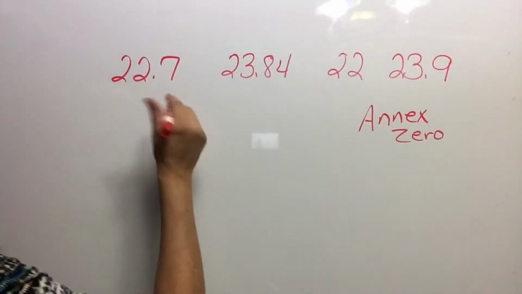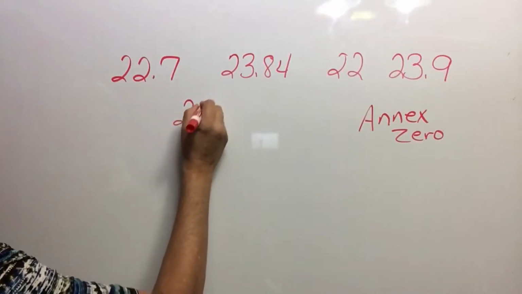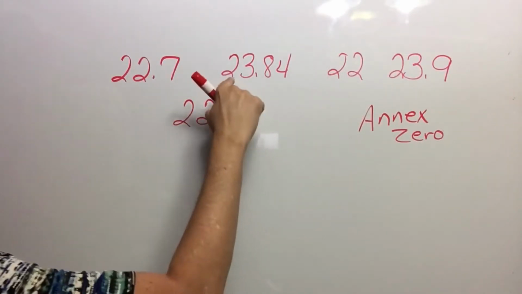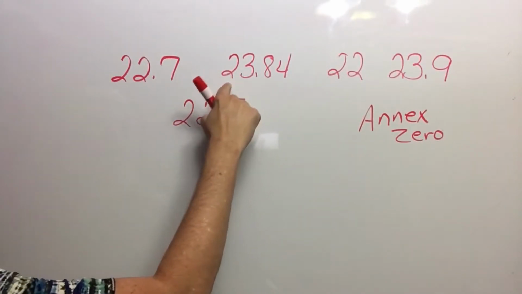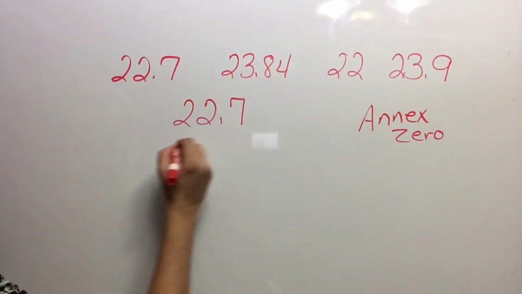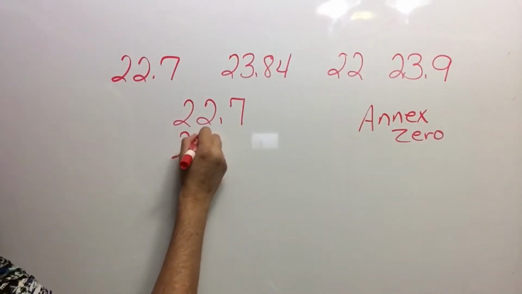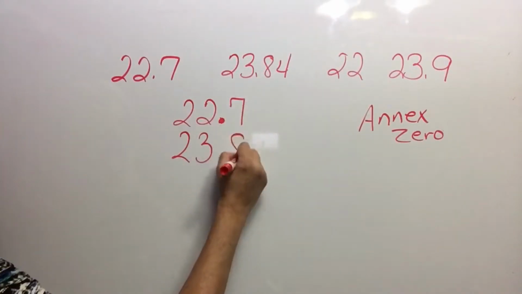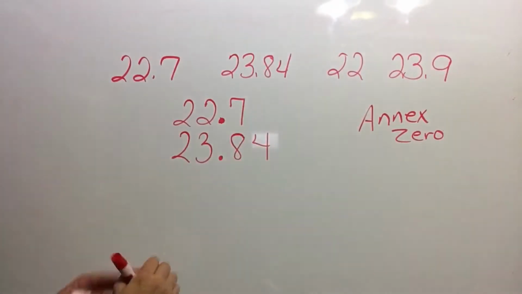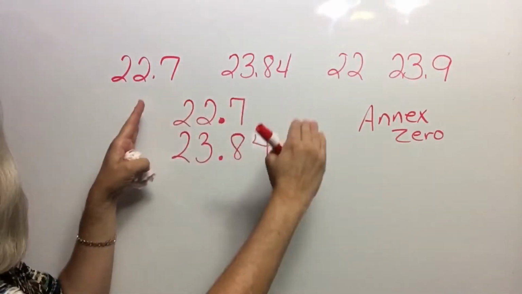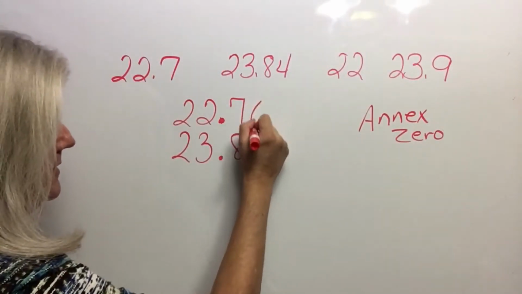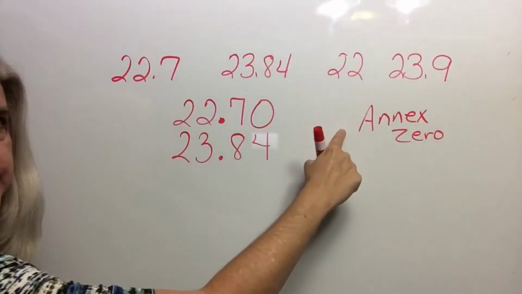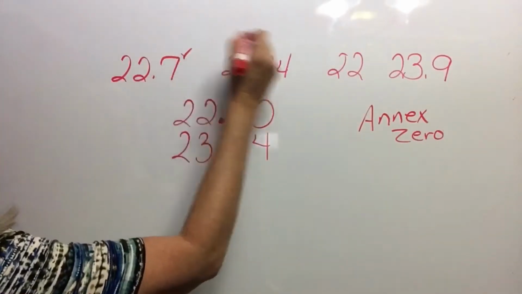We're going to start with 22.7. And then under that, I'm going to add 23 and 84 hundredths. So I know I have 2, 3. The decimals are going to line up. I'm going to put my 8 and my 4. Now, I already do not like how that looks, so I'm going to go ahead and put a 0. I can annex a 0. So I have this one and this one.